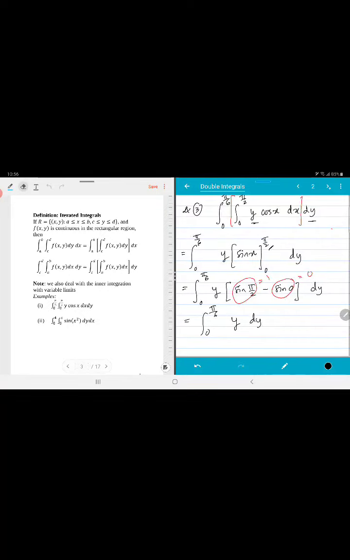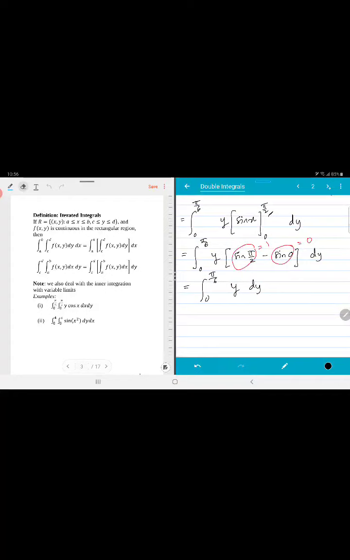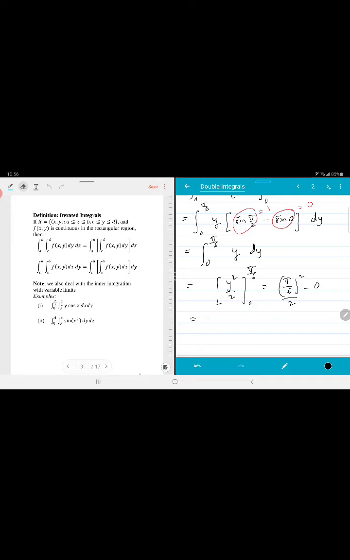Now we evaluate the outer integral, which is integration with respect to y. So we get y squared over 2, and then replace y with upper and lower limits. So we have (pi over 6) squared over 2 minus 0. Simplify that, we get pi squared over 36 times 2, that would be 72, minus 0. So that is the answer for item 1 here.